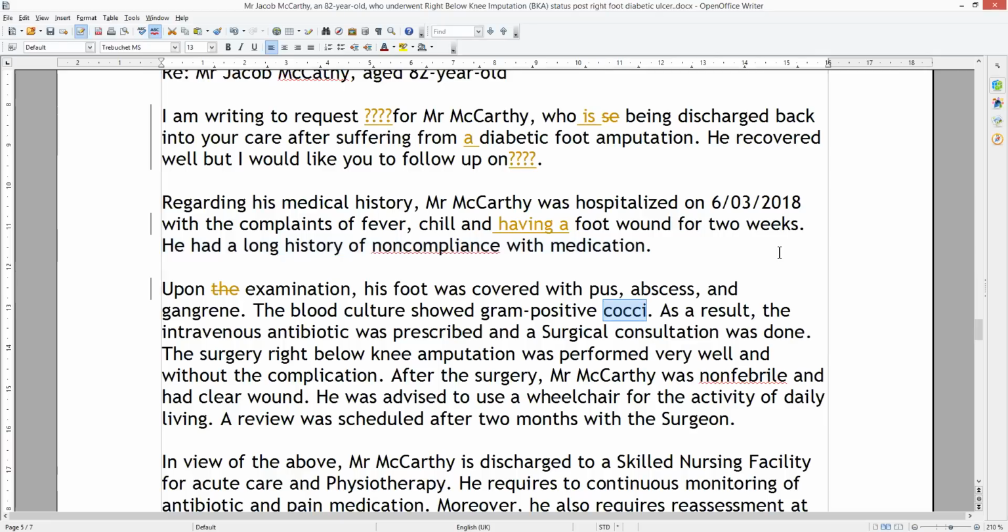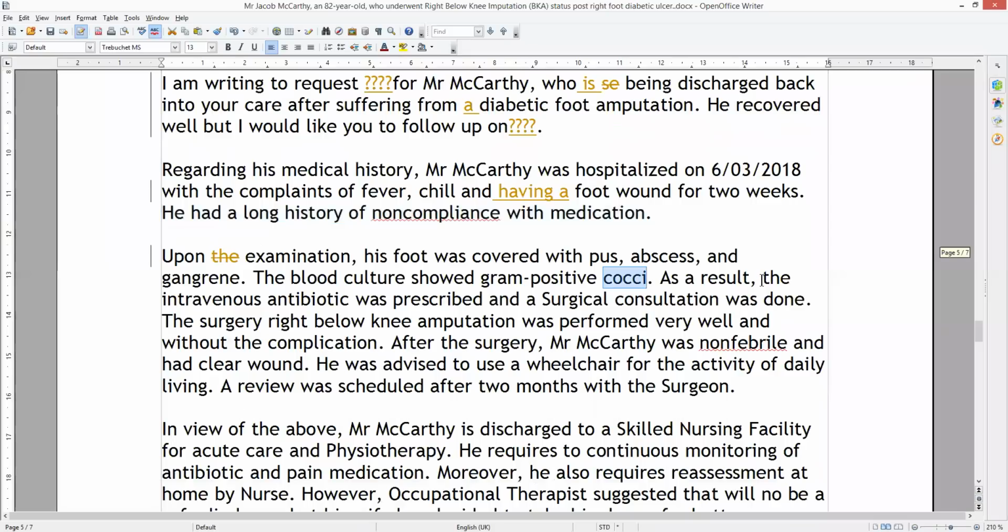If it's coxy or coxi, I don't know. As a result, so again, why do we have a definite article? It should be an intravenous antibiotic was prescribed and a surgical consultation was done. Again, you keep using "was done", that's too informal. Use "was carried out" or "was conducted".